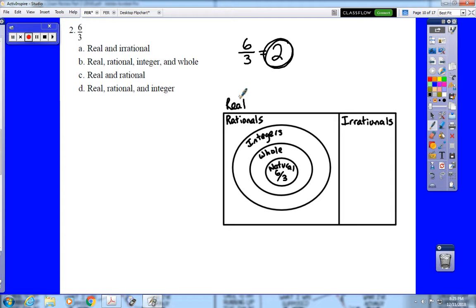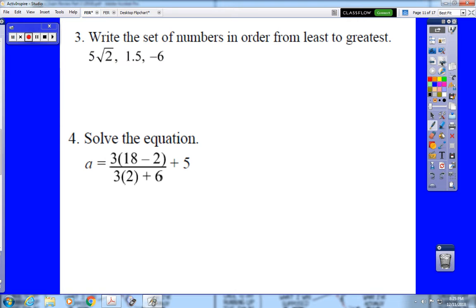So the best description provided, none of these are perfect because none of them include natural numbers. The best description would be B, because 6/3 is equivalent to 2, which is a whole number, an integer, a rational number, and a real number. It's actually also a natural number, but for whatever reason that is not included.